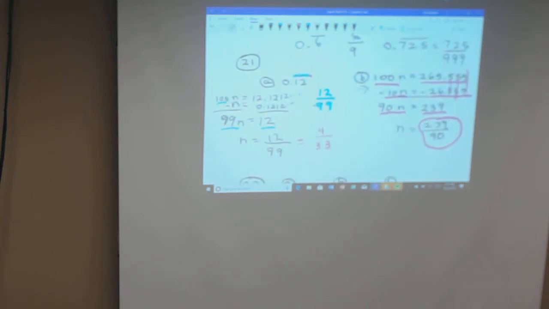And do they tell you to reduce it down? No, but they probably won't show 12 over 99 on the test. They'll show 4 over 33. But you would know that if you had 12 over 99, that would be 4 over 33, right?